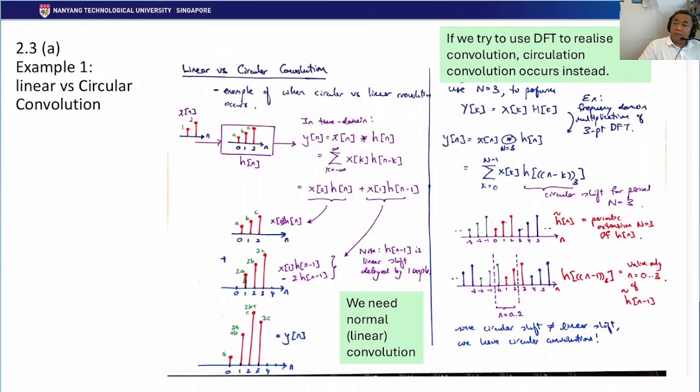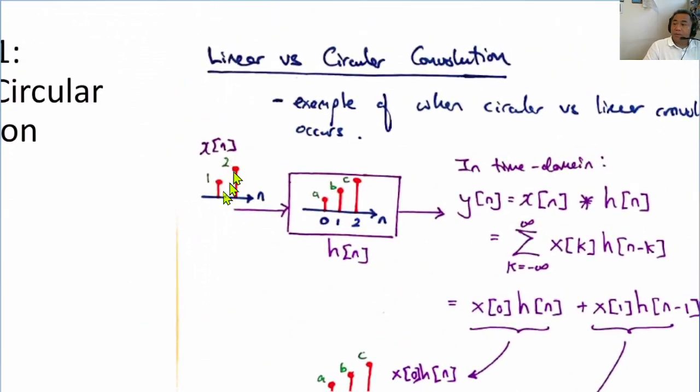In the next few slides, we'll show an example of the difference between linear and circular convolution. Let's see this example. We have an aperiodic sequence x of n that only has two samples, time 0 and time 1, with the rest 0, and an h of n with only three samples, with everything else 0 outside this interval 0, 1, 2. Let's call this impulse response ABC and the input 1 and 2.